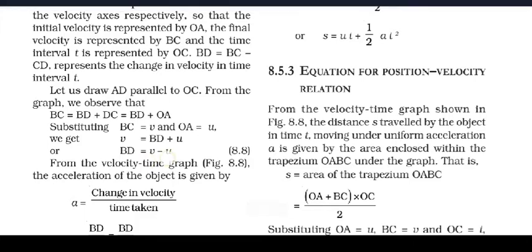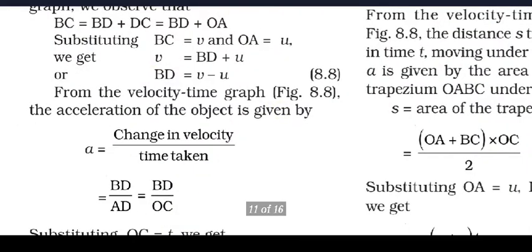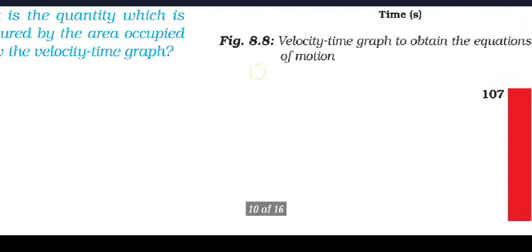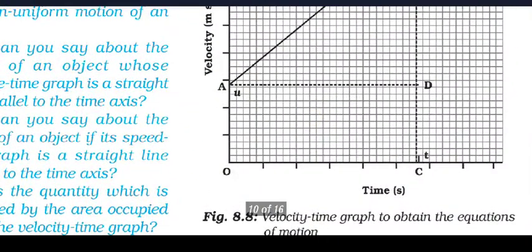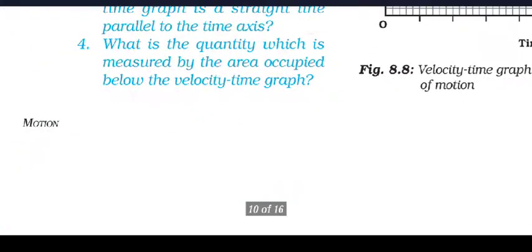All these things are getting written here: BC is equal to BD plus DC. I already told you that DC is parallel to OA, so we can substitute it, and the equation becomes BD plus OA. And BC is equal to V and OA is equal to U, so in the place of BC we substitute V. Then BD will become V minus U.